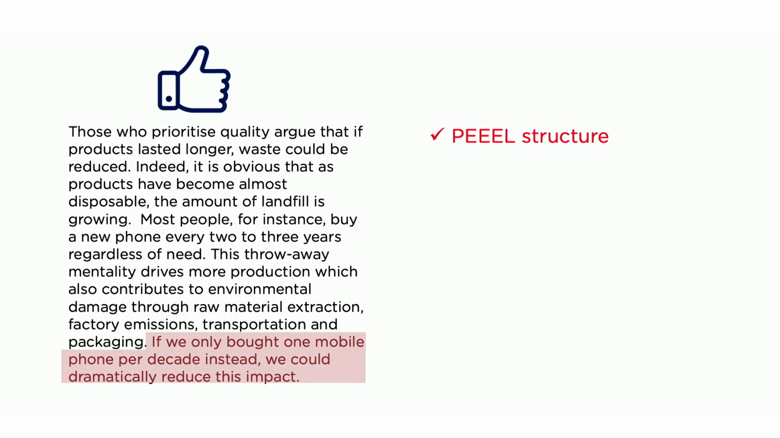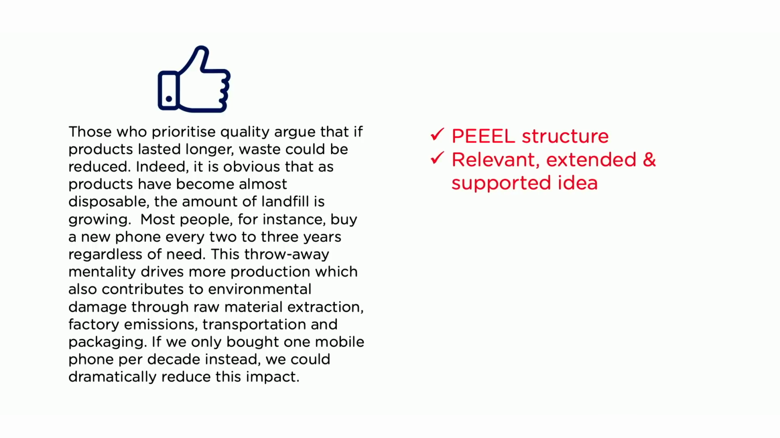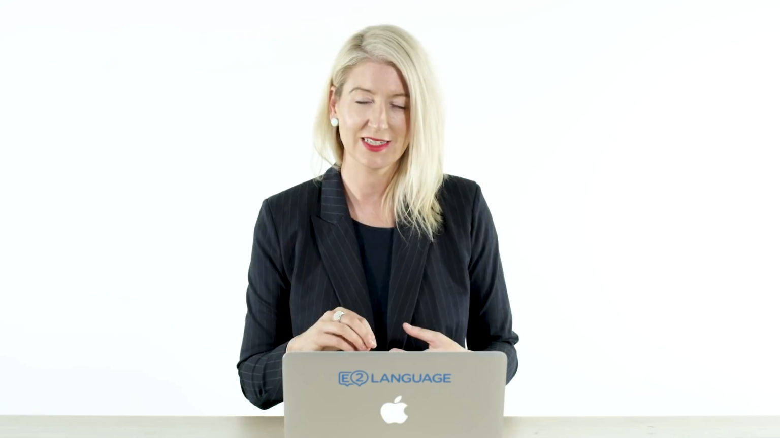If we only bought one mobile phone per decade instead, we could dramatically reduce this impact. So this is a beautifully structured paragraph. Within this beautiful paragraph, there is a single idea which is relevant, extended, and supported. And that is a feature of Band 8 and Band 9 in task response. Relevant, extended, supported ideas. So the writer hasn't just said making products last longer is good for the environment. They've also explained how and why and given a specific example. That's what it means to give a relevant, extended, supported idea.